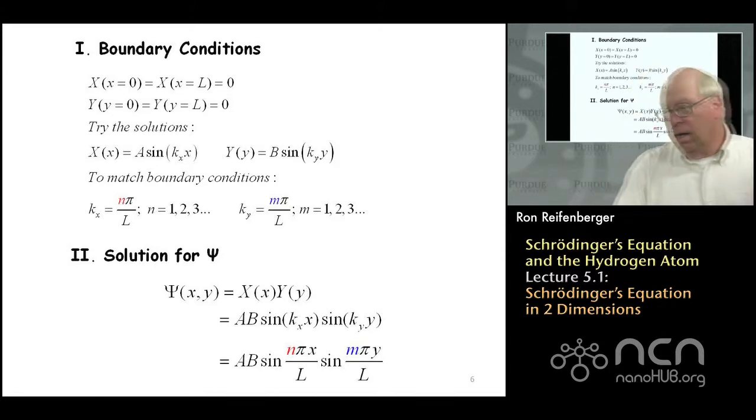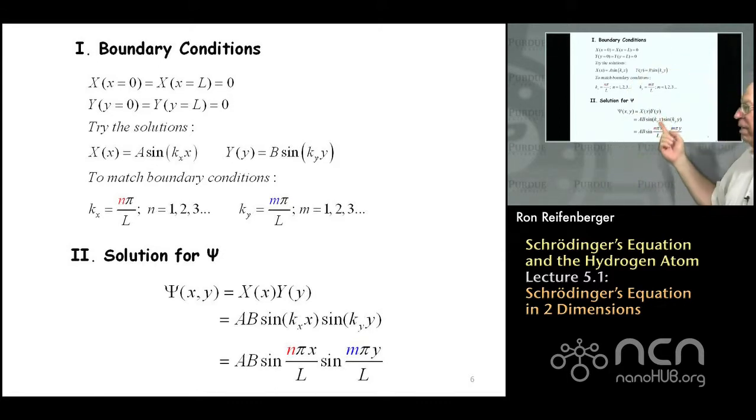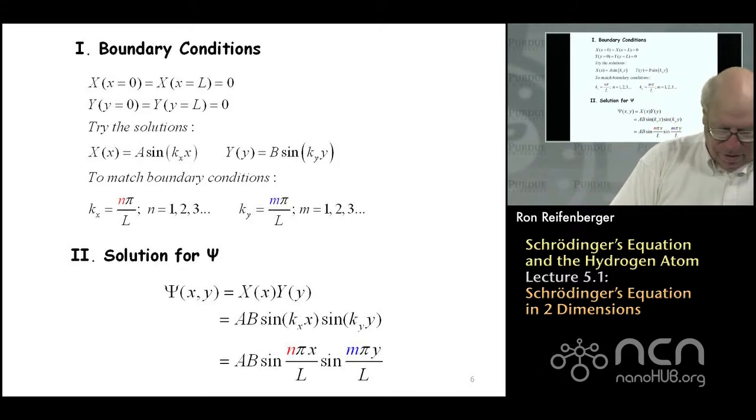So with this discussion, we then have a solution for Schrödinger's equation. It's a function only of x times a function only of y. The function that only depends on x is a sine function. The function that only depends on y is also a sine function. The argument of the sine function should be familiar to you from our prior discussion. And the key feature here is that there are now two integers, n and m, that come into the discussion.